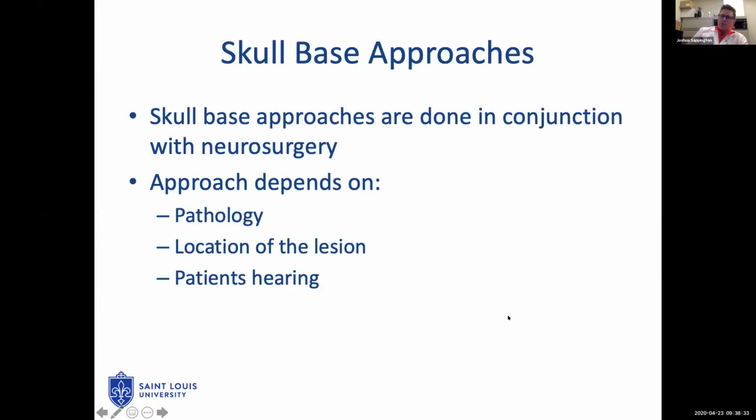So skull-base approaches are often done in conjunction with neurosurgery. The approach depends on the pathology and the location of the lesion in the patient. I would say the big thing to think about within your training, whether it's a skull-base case, anterior skull-base case, a head and neck case, or any case for that matter, is what's my problem, what's my pathology, and if I do X, what do I get for that?